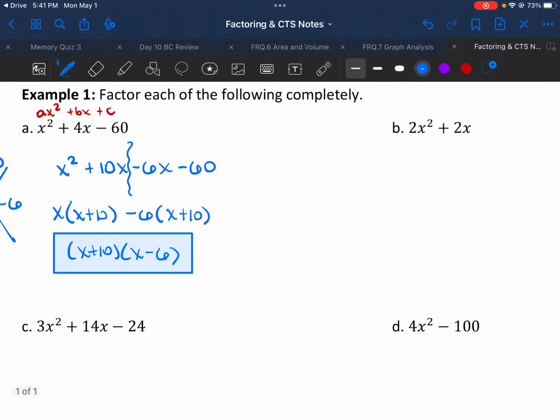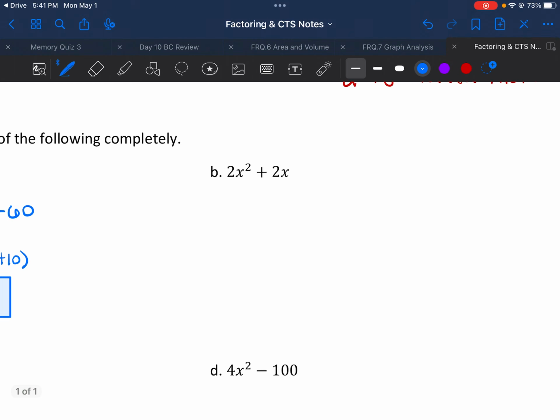Now let's look at part B. All right, part B. Remember, first thing that should be passing through your mind, are there any greatest common factors that I can factor out? Well, notice both terms, we could factor out a 2, and we could also factor out an x from both terms. So, GCF, 2x, I'm going to factor out that 2x. If I factor out a 2x out of 2x squared, I'm just going to be left with an x. If I factor a 2x out of itself, I'm just going to be left with a 1.